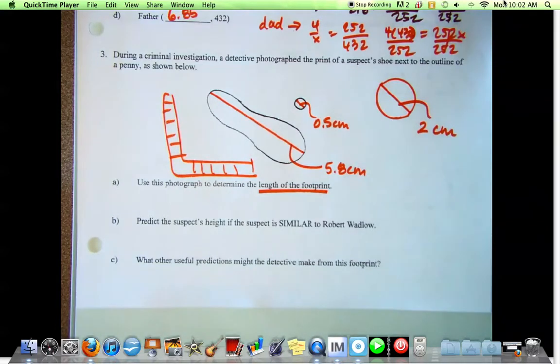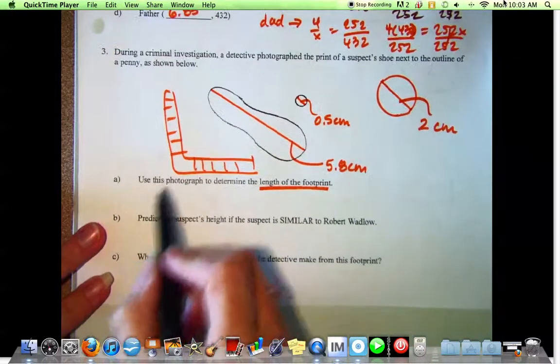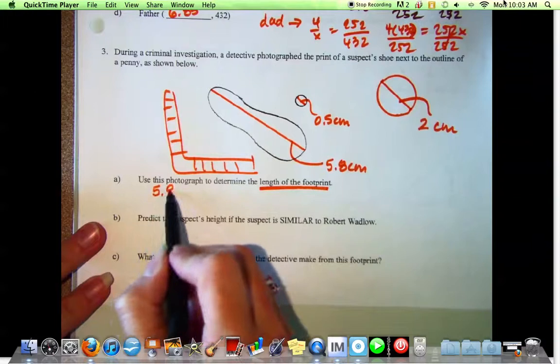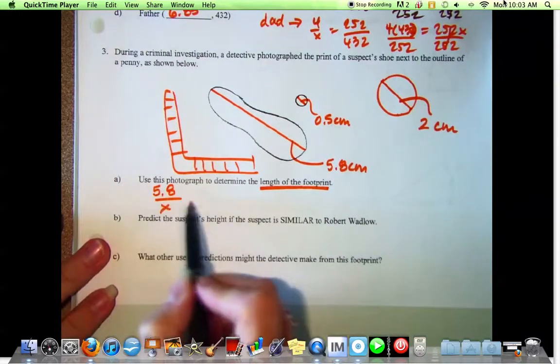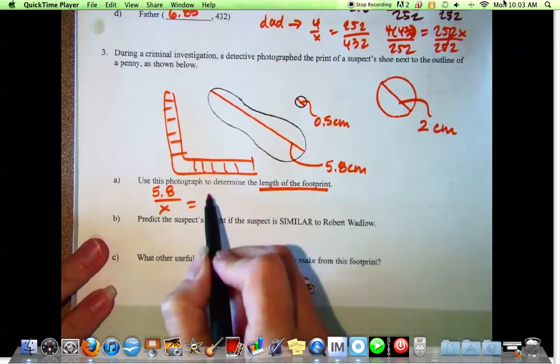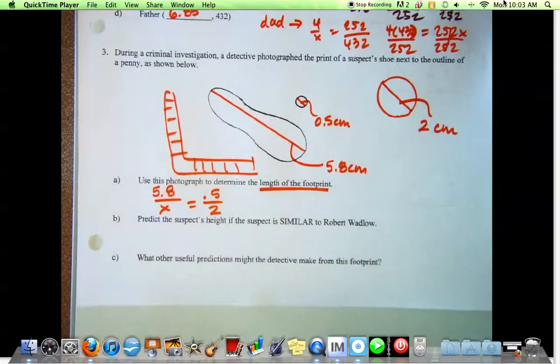What are we going to write? What's that? Wouldn't it be 5.8 over x? Could we set it up a couple different ways? Yeah. Okay, so I heard somebody say 5.8 over x equals 0.5 over 2. What's another way that we could set it up?